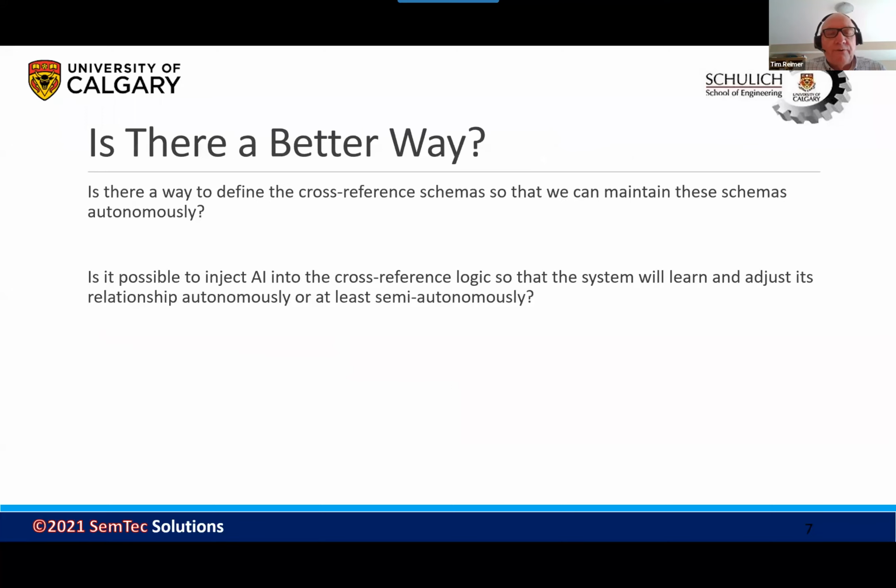So the question fundamentally for us, when I started this research, was: is there a better way to do this? Is there a way that we can maintain these cross-reference schemas autonomously? And is there a way that we can inject AI, artificial intelligence, into these cross-reference tables so that the system will figure out what the cross-referencing should be when a failure occurs and it can't find a value that hasn't been maintained?